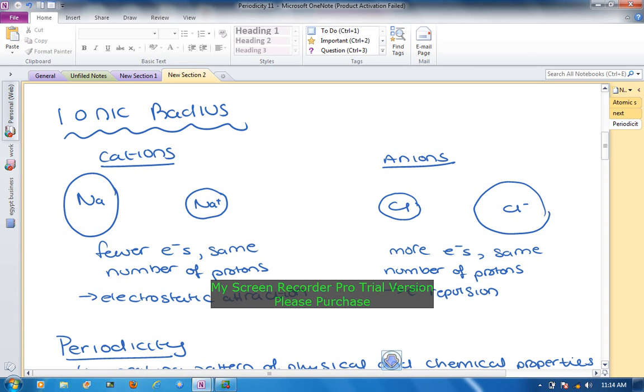On the other hand, anions, such as chlorine negative, have a larger radius than chlorine because they have more electrons than protons. This increases the electron repulsion, because when you add electrons, the internal repulsion between the electrons within the atom causes the radius to increase in size.